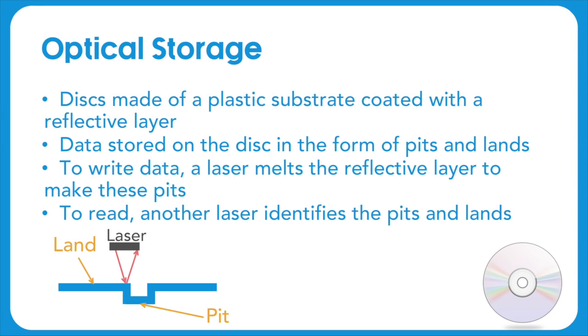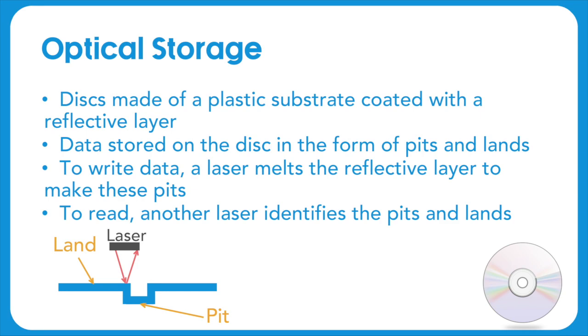To write data onto an optical disc, a laser beam is focused onto the reflective layer of the disc. The heat generated by the laser melts the reflective layer, creating pits in the surface. These pits represent binary zeros and the lands represent binary ones.